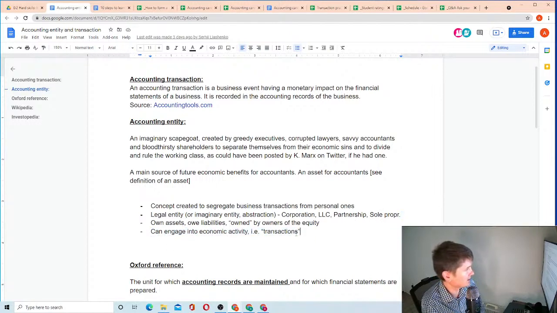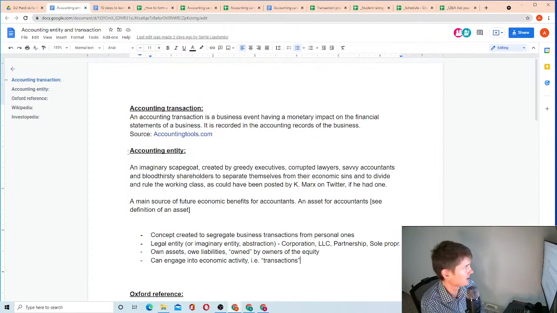And your accounting entity also can engage in economic activity, and that engagement in economic activity is called a transaction. So we have a short definition of accounting transaction here. It is some event or operation or activity which resulted in a monetary impact on an accounting entity, or on an accounting entity's financials, which is the same.